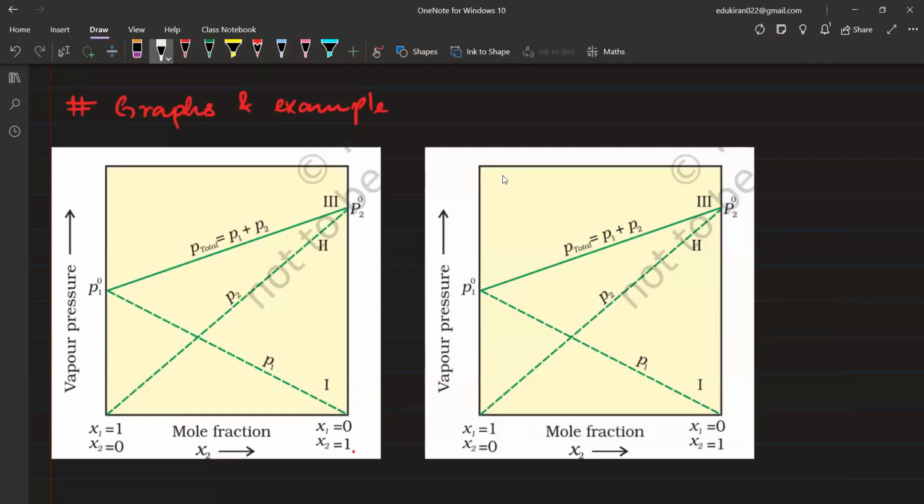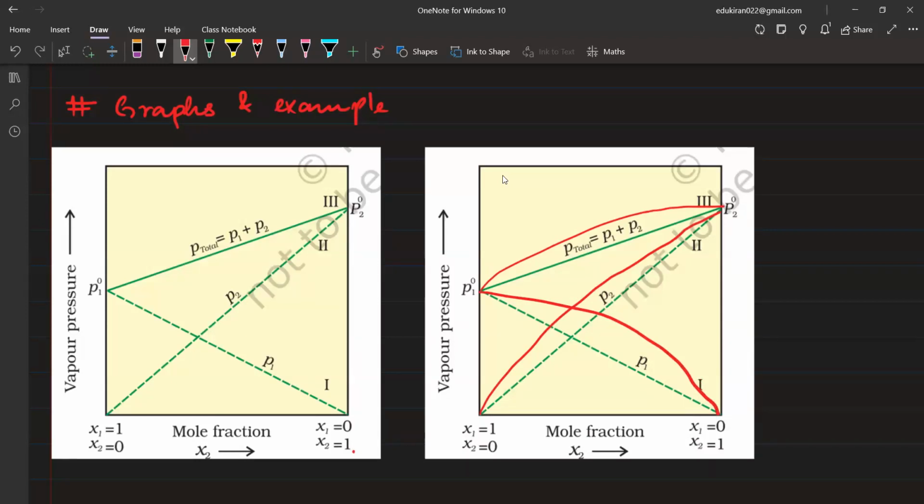When we have positive deviation, what is going to happen? In that case, the vapor pressure will be higher. So you will have this type. This red line is for positive deviation. Similarly, the vapor pressure will also be higher for these solute and solvent.